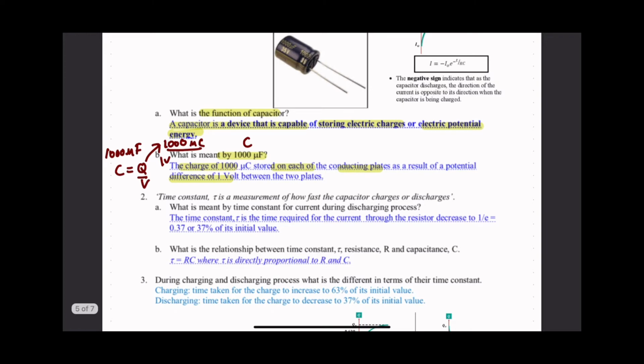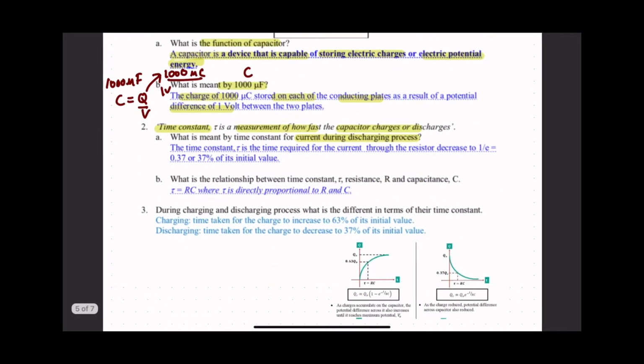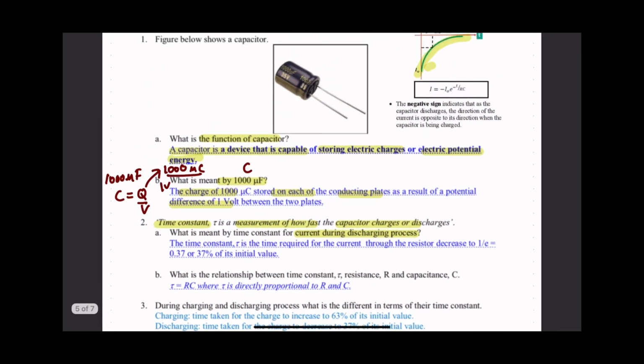Alright. So, next is time constant tau is a measure of how fast the capacitor charge or discharge. What is meant by the time constant for the current during discharging process? Okay, see? This is during discharging process. It is actually the same if the graph is decreasing. As you know, for the current during discharging process, as I explained earlier, it needs to be calculated from 0.37. So the time constant tau is the time required for the current through the resistor to decrease to 0.37 or 37% of its initial value. Then we can calculate the tau, how long the discharging process takes.